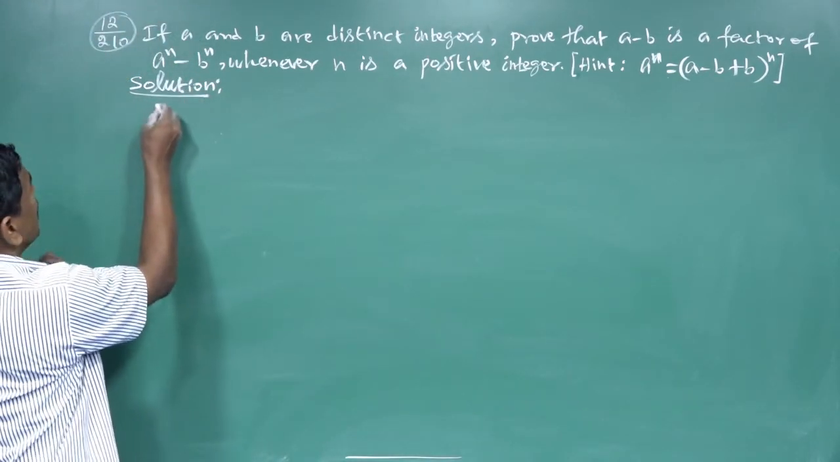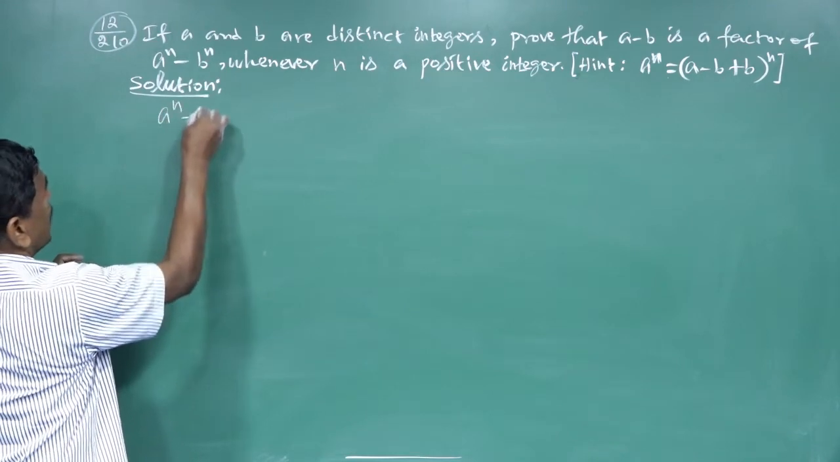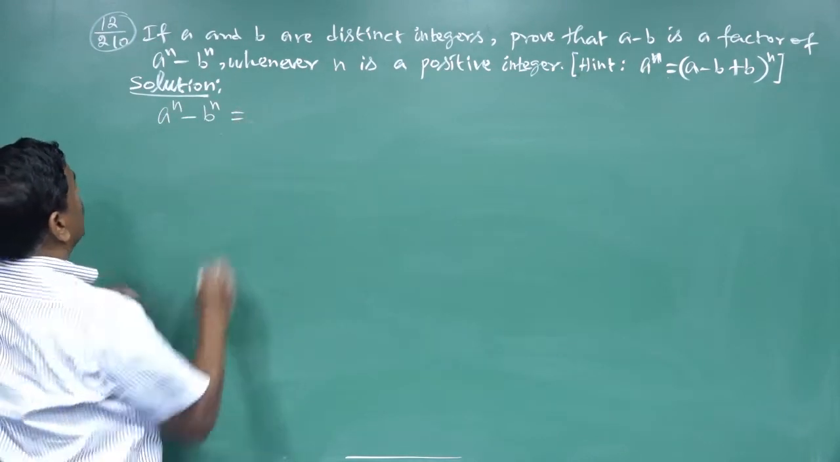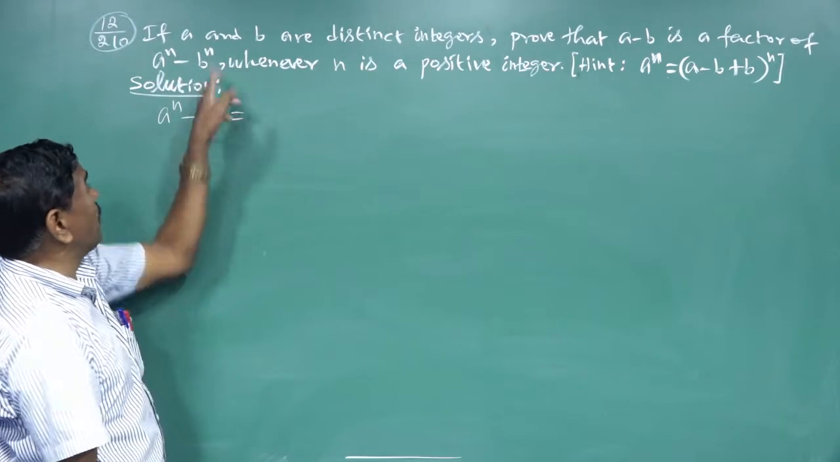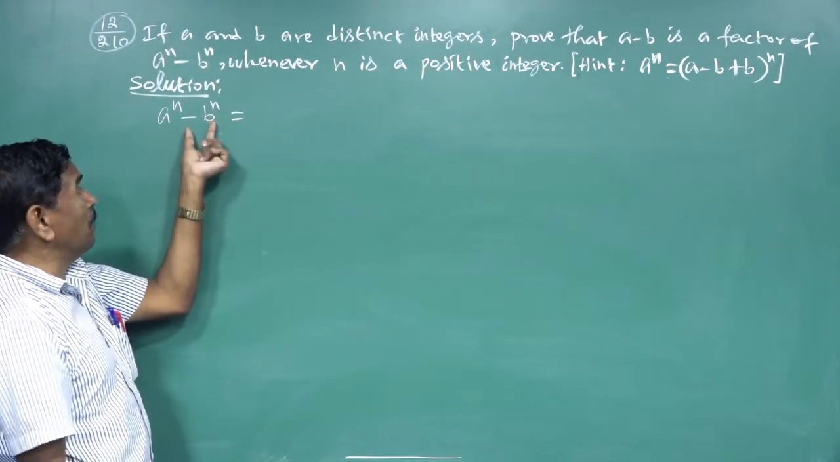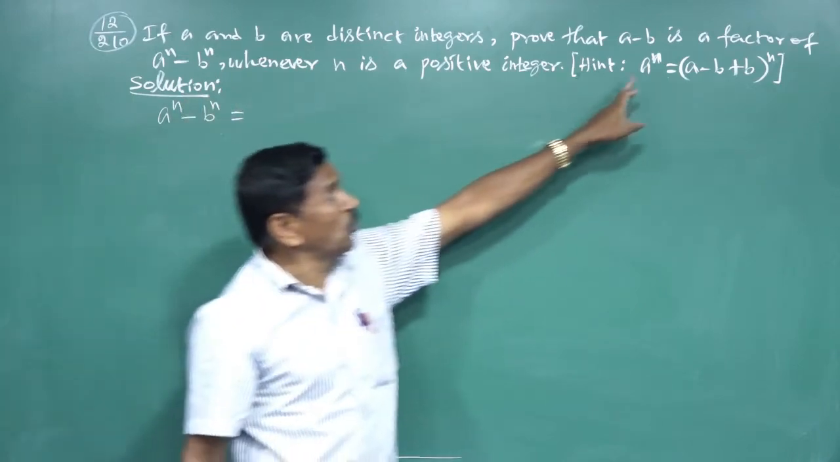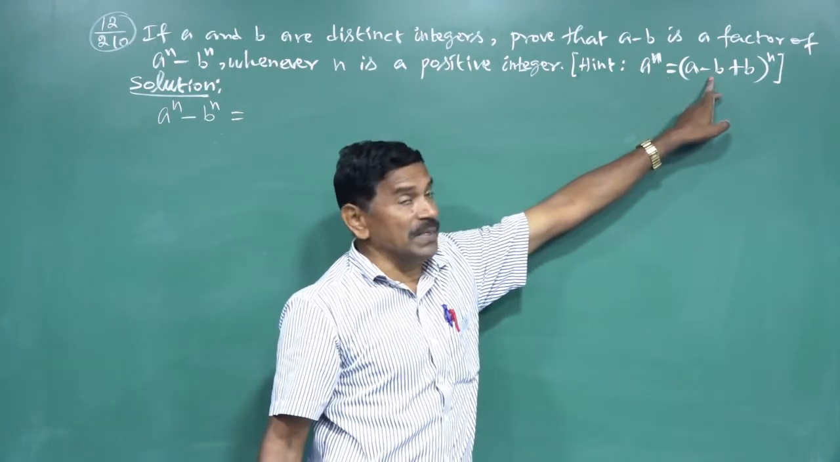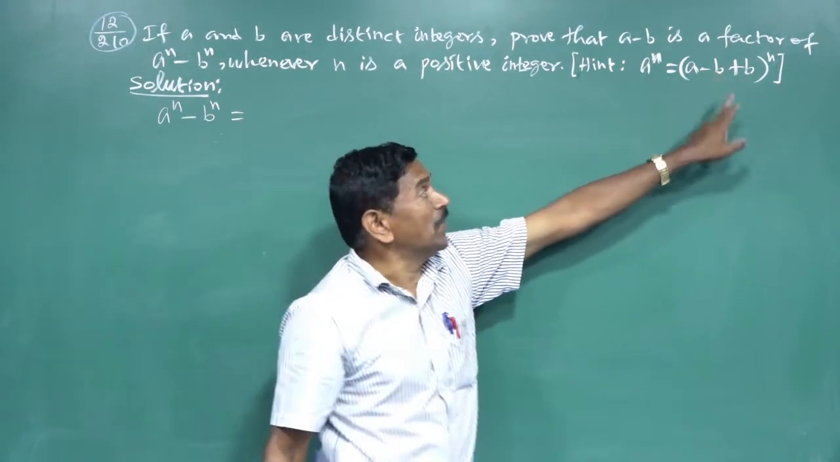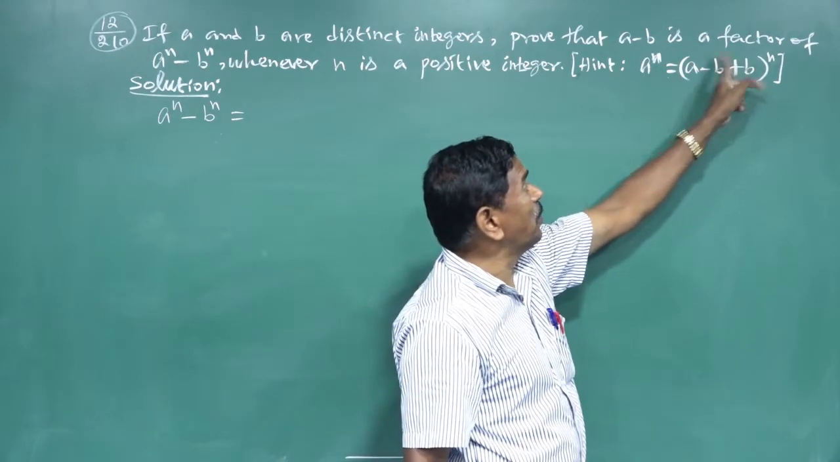That is the solution. The given expression is a power n minus b power n, with minus b power n fixed. But a power n only I want to split like this: a minus b plus b. Because minus b plus b cancel, we get a power n equal to a power n.